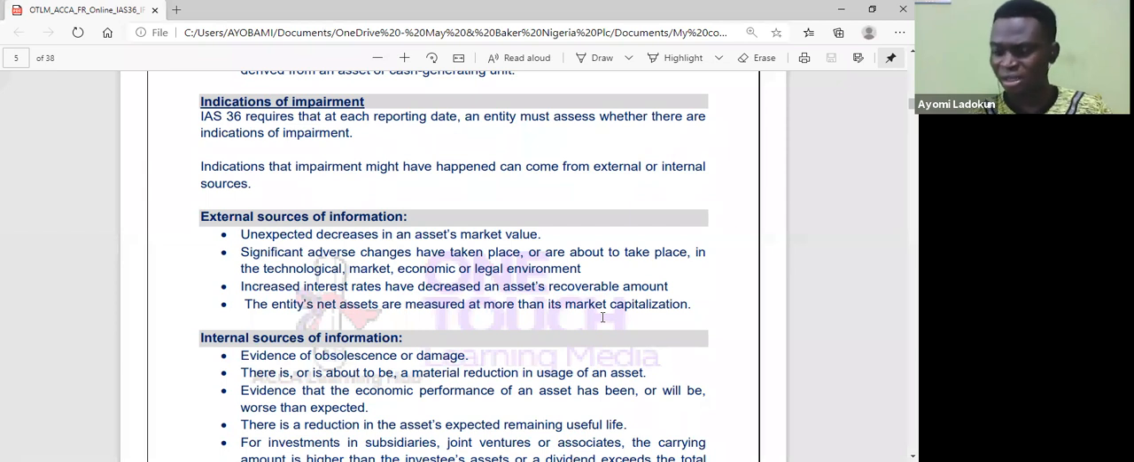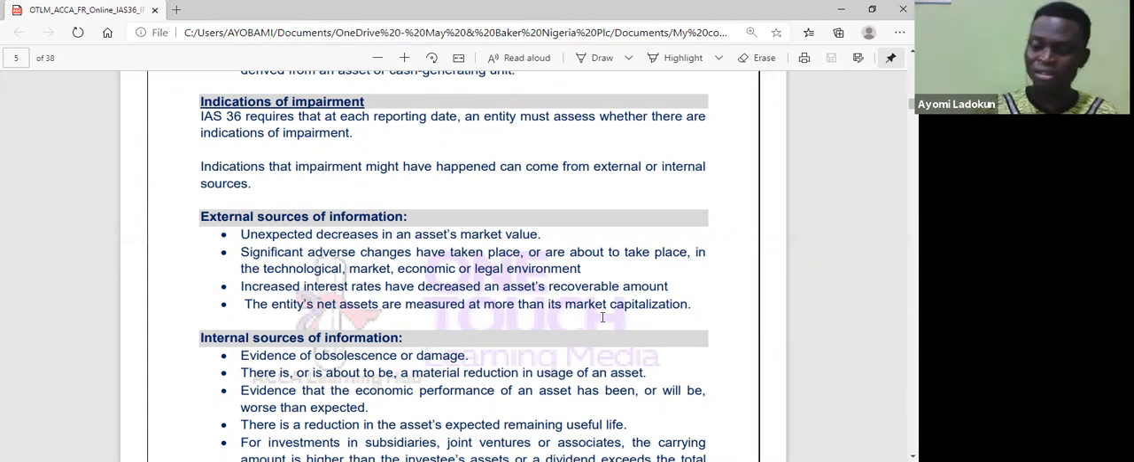IAS 36 is saying that entities, especially large companies, may not be able to carry out impairment tests at every point in time, especially at the end of the reporting period, because it's going to be very cumbersome. So the standard says you can only carry out impairment tests when there are indicators of impairment. This indicator can be internal or external. So if I did not see any of these indications, I cannot carry out impairment tests.